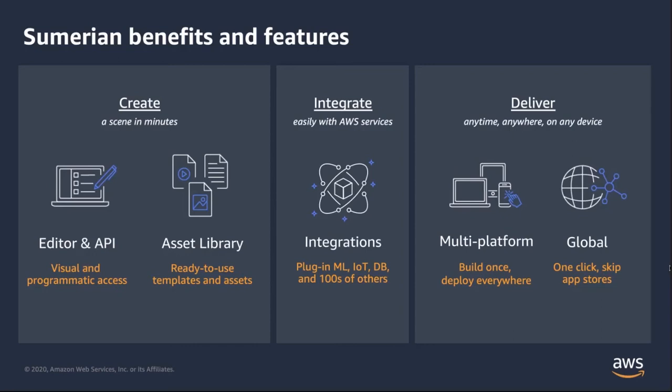The final piece of the value of Sumerian is that it makes delivery much easier than some of the other options for creating this type of AR and VR content. It's multi-platform, just like any other web application. You don't have to compile specific builds for specific devices, which is a huge win. And deployment can be as easy as just clicking on a publish button to share your work with the world globally across our content delivery network. So those are some of the values and benefits that Sumerian offers. But really, to understand it, it's best to see it in action. And that's what we're going to focus the rest of this presentation on.